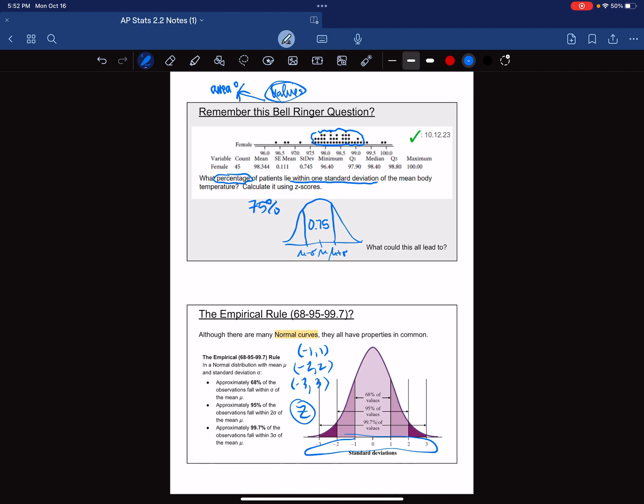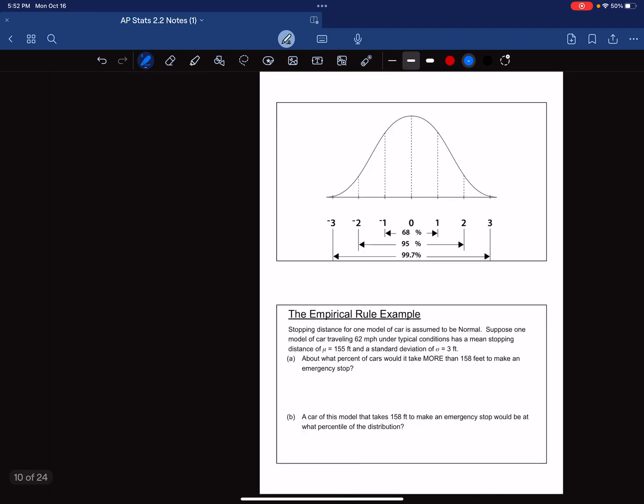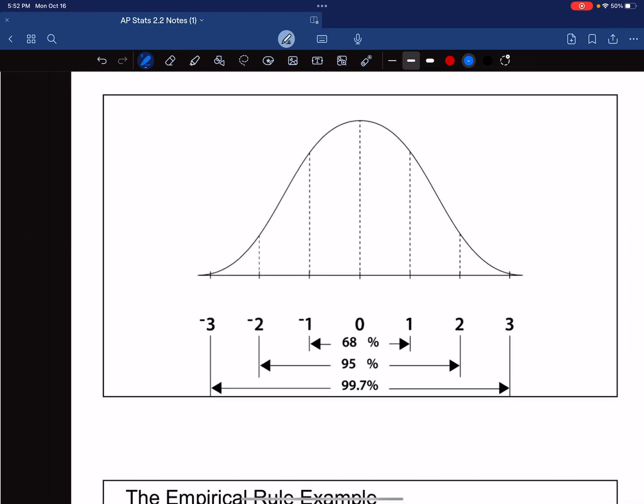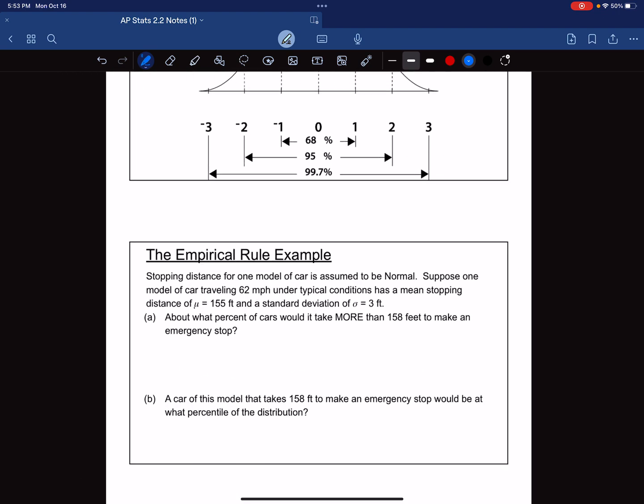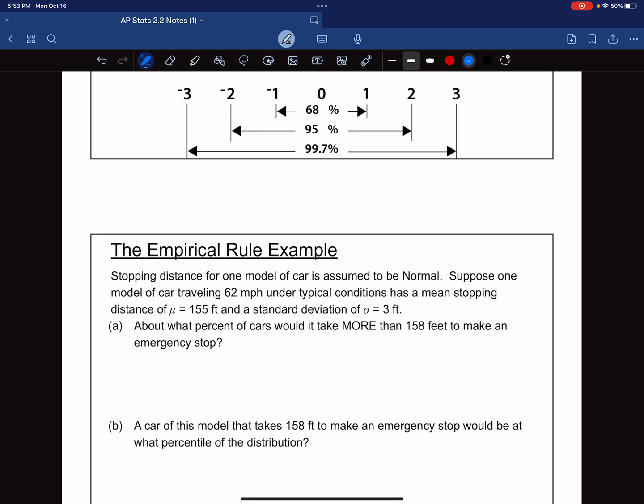So I think this is going to be a good place to stop. We're going to use this on the board. I have some cutouts where you have scissors. We'll make some stuff so that we all know the empirical rule and use it. And we'll then take on this example. Thank you.